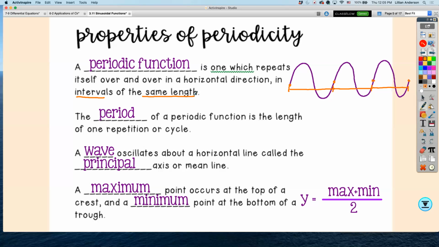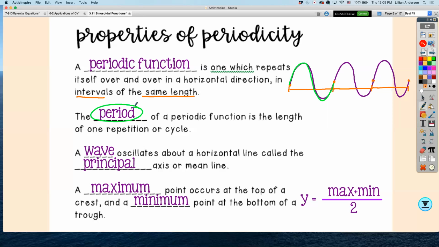Now, the period of the periodic function is the length of one repetition or one cycle. So if I were to take this example here of the purple curve that I've drawn, the period would essentially be one cycle before the graph starts to repeat itself again. This is an example of a period. It is that horizontal length before the cycle starts to repeat.